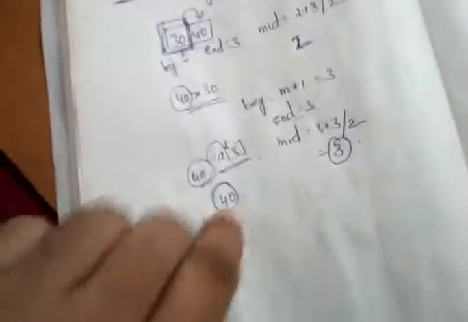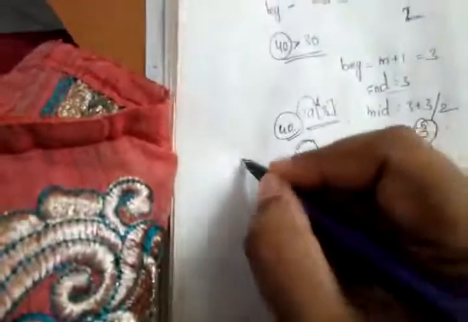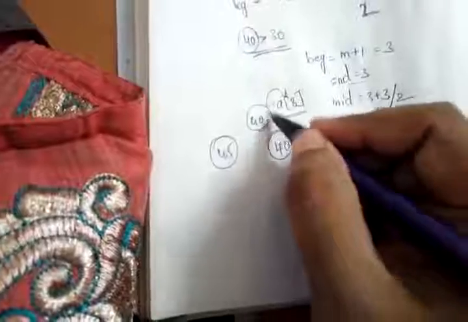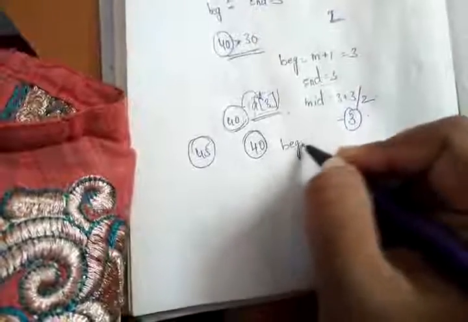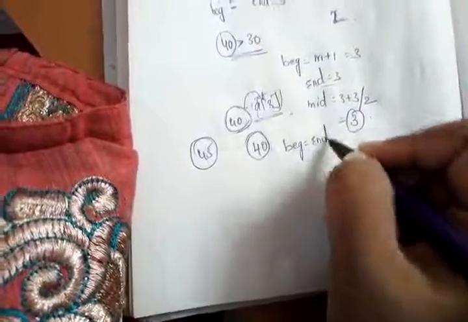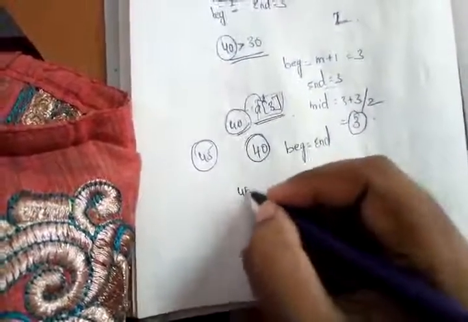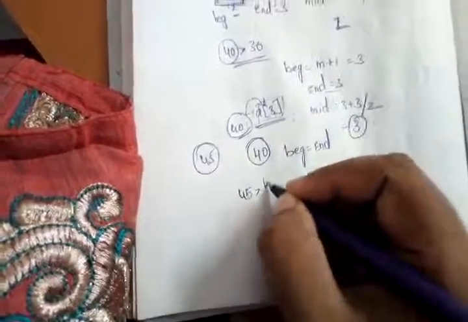So if we reach until here and we did not find the element, suppose our search element is 45, let us think, which is not there in the array. So when you compare this, you have already reached beginning equal to end. So when you compare this, your 45 is greater than 40.